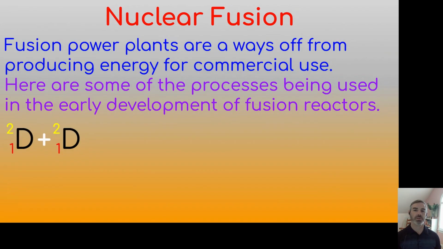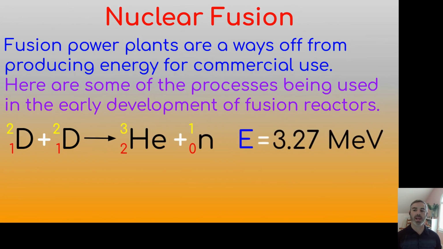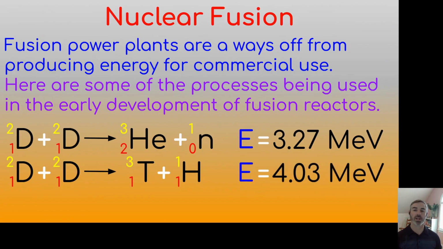So, colliding two deuteriums. Remember that is the hydrogen that is in water. So, if we separated water by using electrolysis, we'd end up with deuterium as well as oxygen. We could collide the deuteriums to produce a helium-3 and a neutron, and that emits 3.27 mega electron volts when we went through the calculations. Now, two deuterium can also collide and produce a tritium and a hydrogen atom, which releases 4.03 mega electron volts.